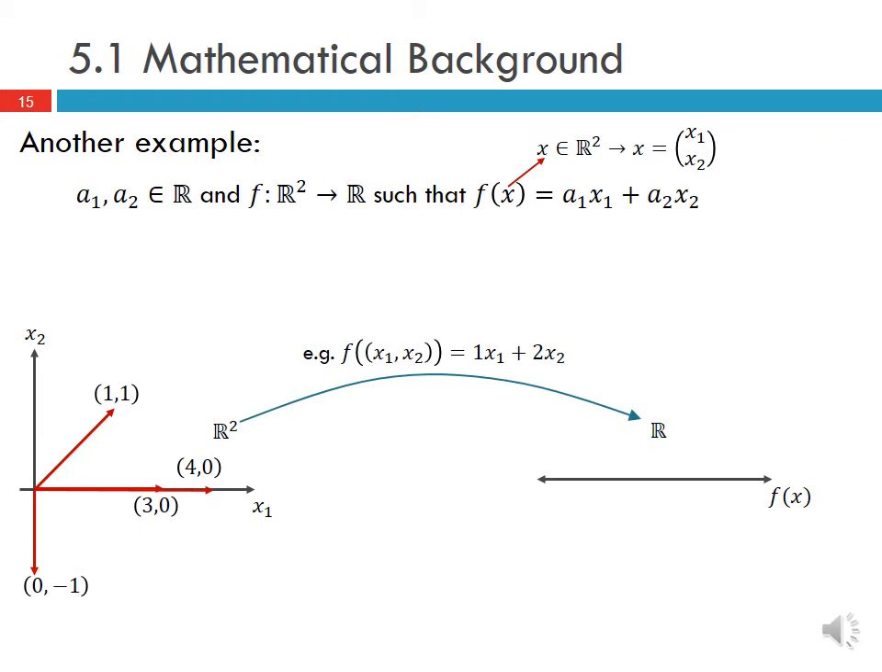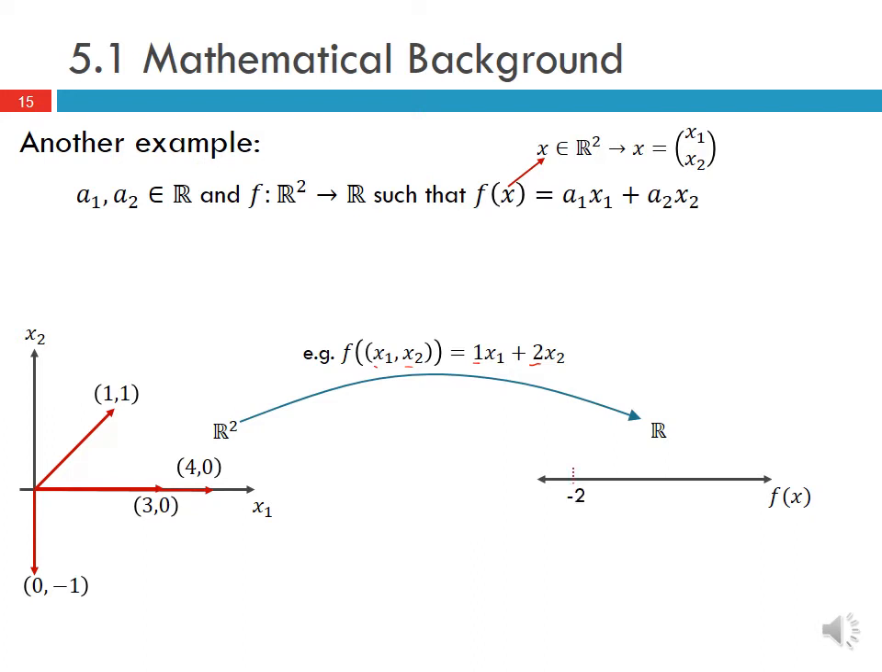So I'm going here from R2 to R, which means that the dimension of my target space is different than the dimension of the space I'm starting in. So here I take any value of x, which has two components, x1, x2, and then I apply my function a1 x1 plus a2 x2. So for example, a1 could be 1 and a2 could be 2. Then my function is 1 times x1 plus 2 times x2, and then I'm going to get some real number r.